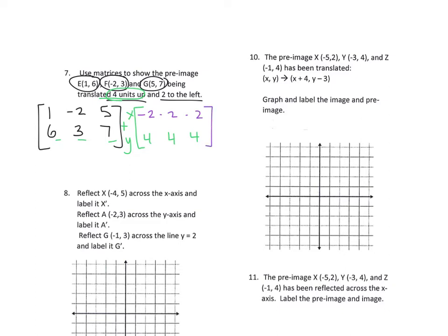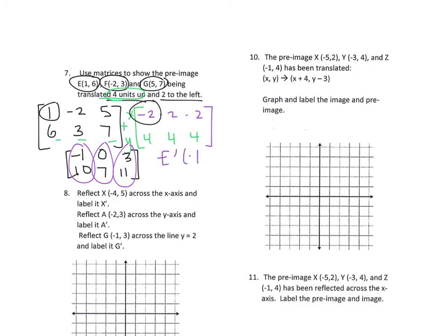So you're going to add these two matrices together, and your resultant, you're going to add the elements. So it's going to be negative 1, 0, 3, 10, 7, 11. Then you always want to write your answer as an ordered pair. So E prime is negative 1, 10. F prime is 0, 7. And G prime is 3, 11.